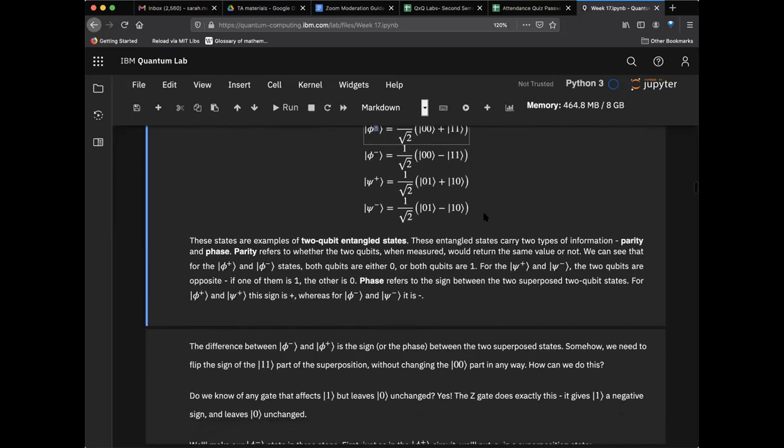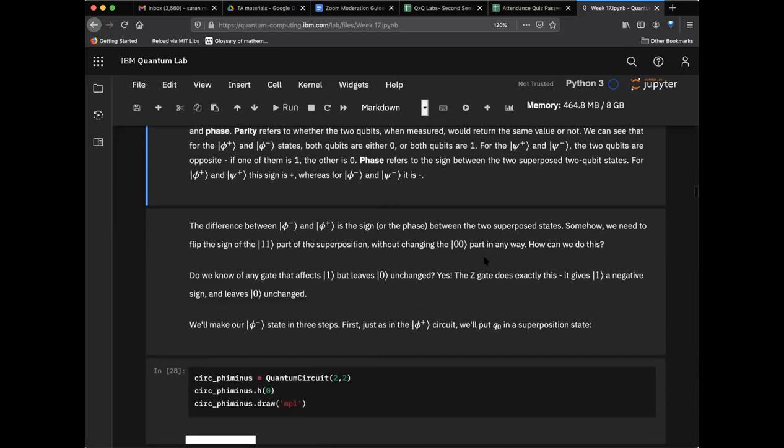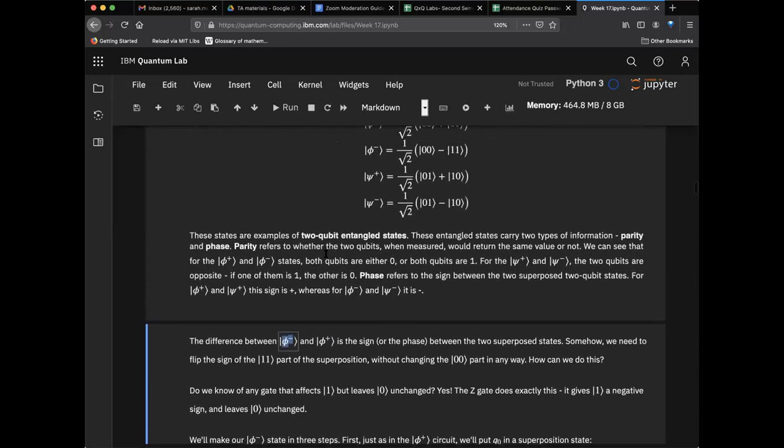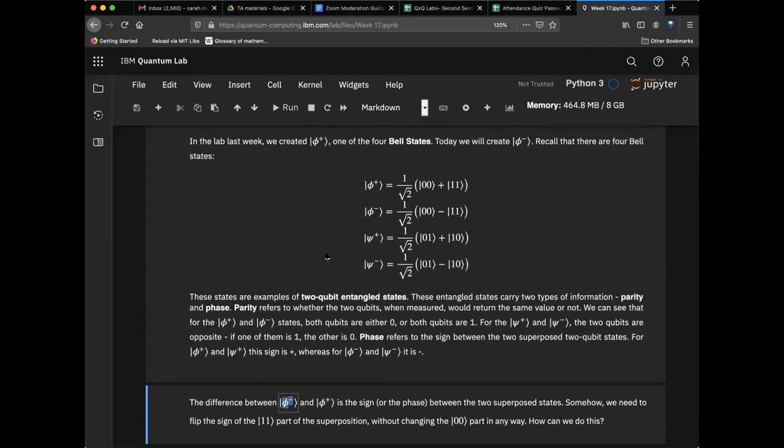So now what we want to do, instead of creating our phi plus state, is create our phi minus state. I'll hide the answer. You guys may have already seen it, but we want to flip the sign of the 1, 1 part of the superposition without changing the 0, 0 part. So we don't want to change the value of our state. We just want to change the phase of our state. Does anyone know which gate is often called the phase gate?